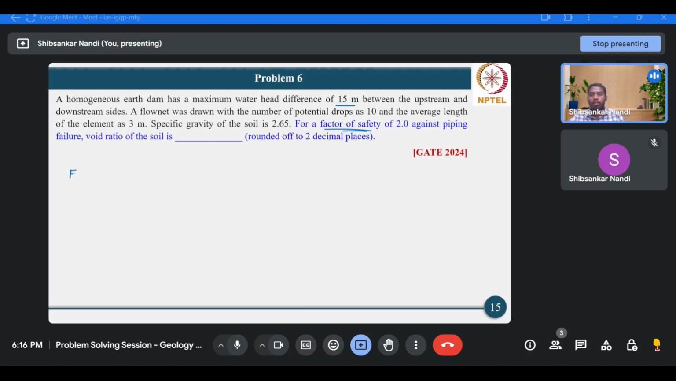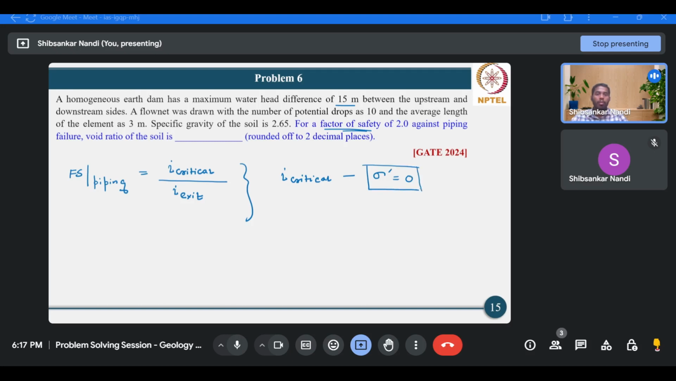So factor of safety against piping is nothing but the ratio of critical hydraulic gradient to the exit hydraulic gradient. Now what is i critical? I critical is the hydraulic gradient when piping failure will take place, when the upward seepage force or the seepage pressure balances the submerged weight or the buoyant weight of the soil mass. So that means your effective stress becomes 0.